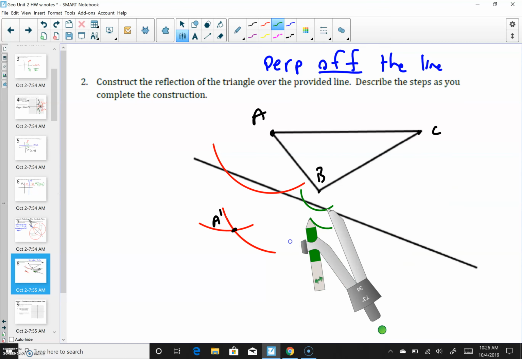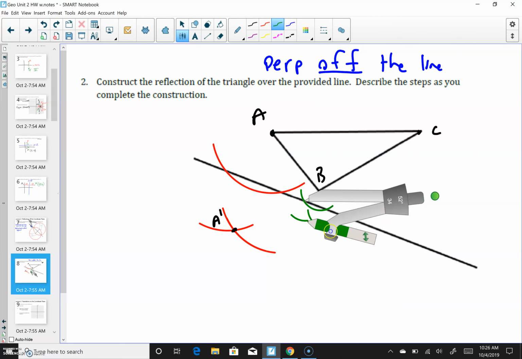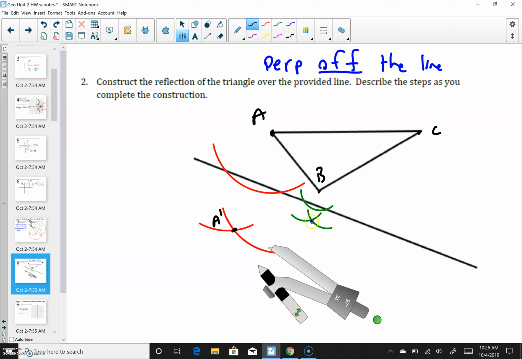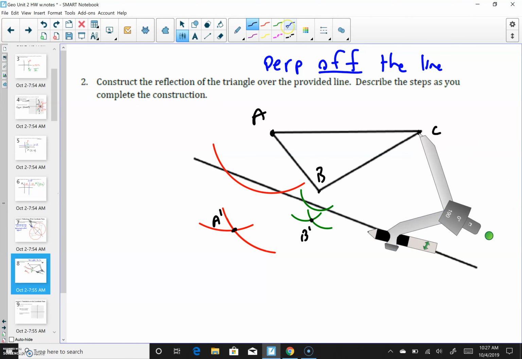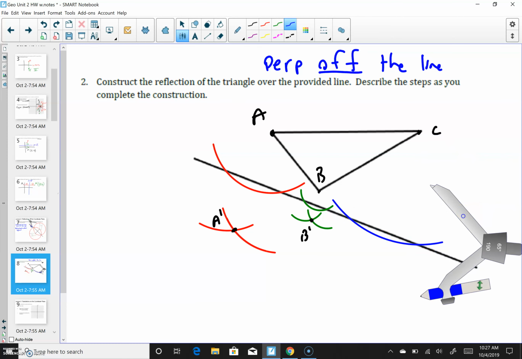So first intersection point, we make our arc. Second intersection point, we make our arc. And that point right there is going to be B prime. And then last but not least, and hopefully this fits nicely. Yeah, it'll fit. We're going to make our arc for C.